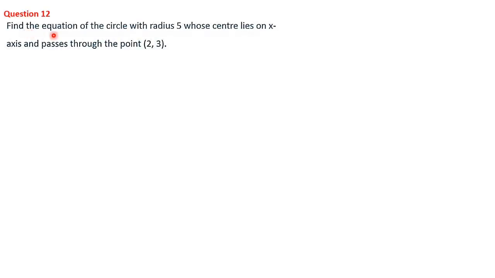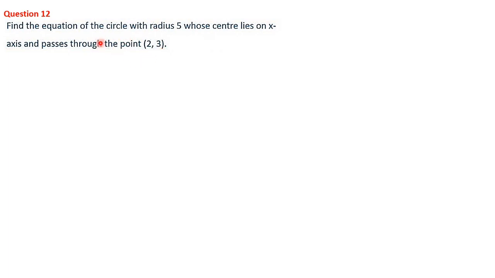The question is, find the equation of the circle with radius 5 whose center lies on the x-axis and passes through the point 2, 3. Find the equation of the circle. So here also we are asked to find the equation of the circle. Radius is given to us, so one variable r is there, radius 5, whose center lies on the x-axis. Center we know is h, k. And since the point is lying on the x-axis, the y value will be 0. That means k is 0. And it passes through the point 2, 3. So these are the conditions.